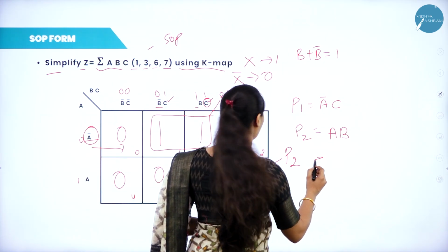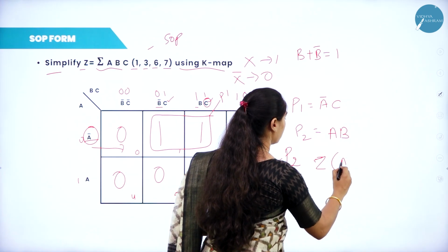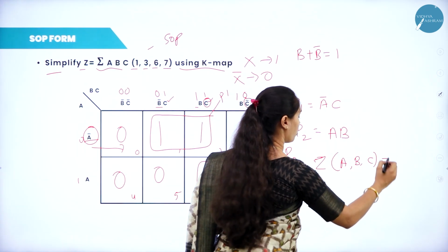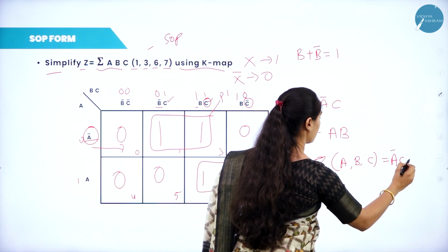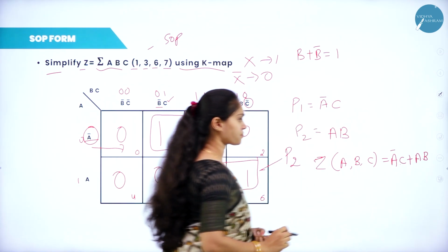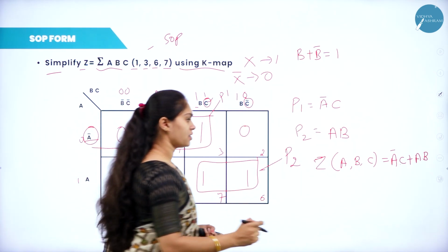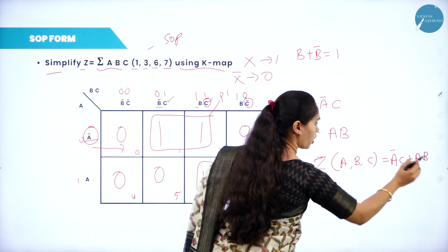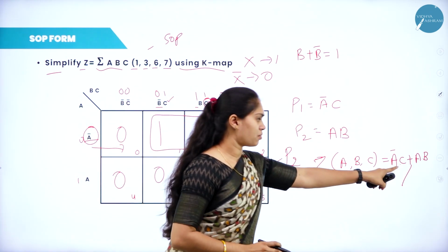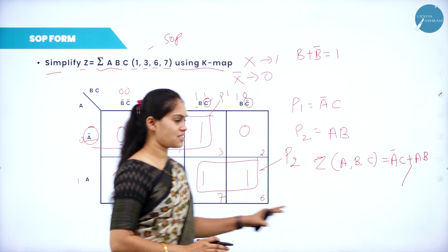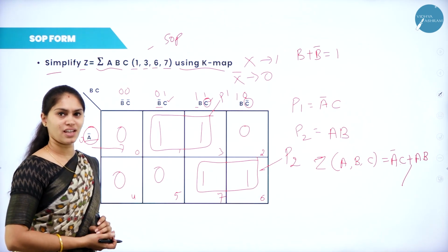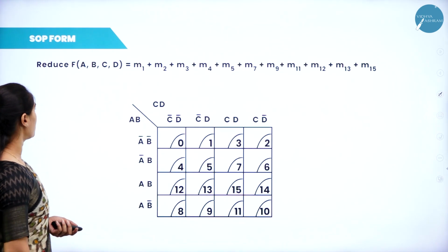The simplified expression of the Boolean function is Z of A, B, C equals A bar C plus A B. That is SOP, sum of product, since I am adding the products here. So this is the answer, or this is the way to solve a Boolean expression using K-map. We'll see the next question.